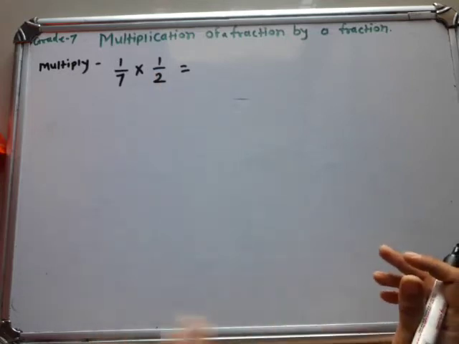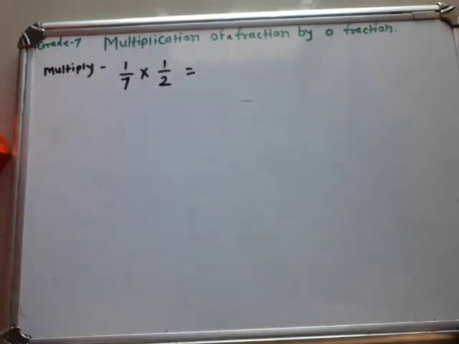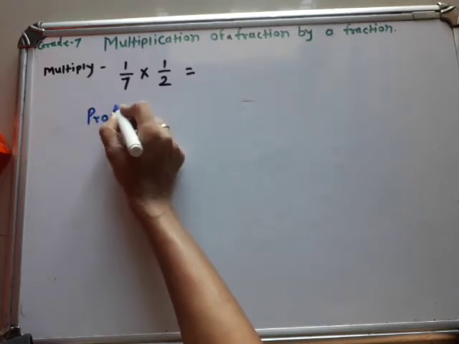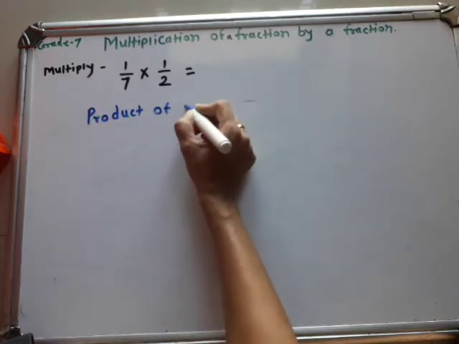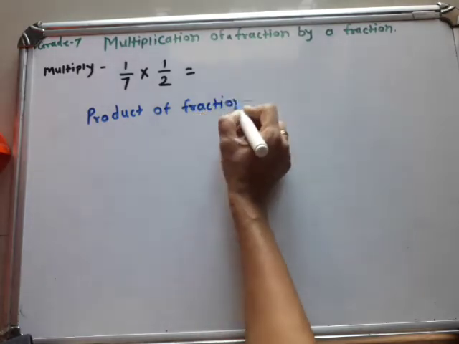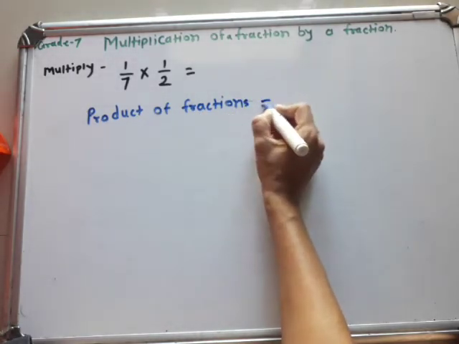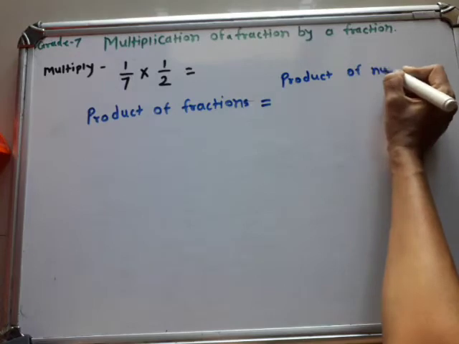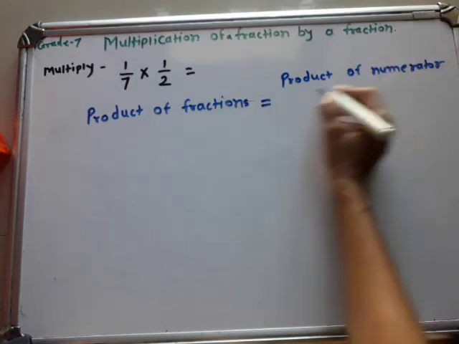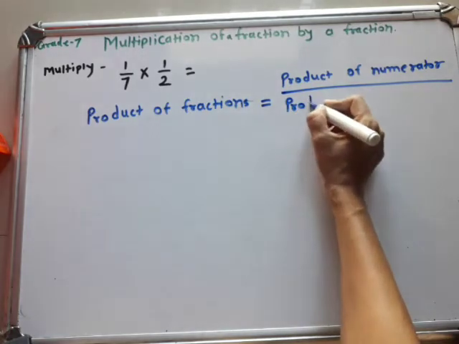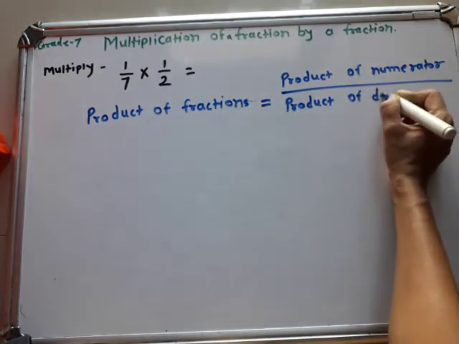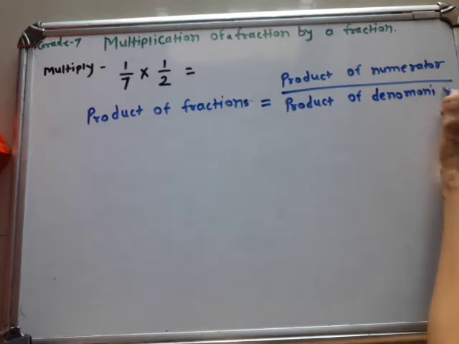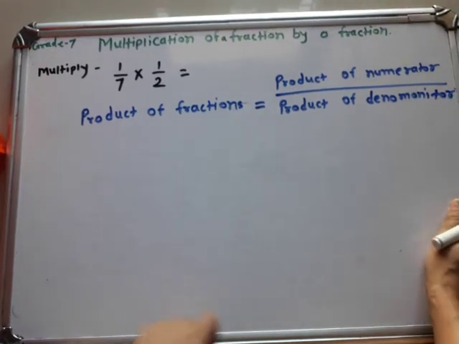Okay. So here we first write the formula. What is the formula to find the product of fractions? So we write here the product of fractions. Product means your answer. Okay, the product of fractions is equal to the product of numerators and the product of denominators. Okay, so this is the formula to find the product of two fractions.